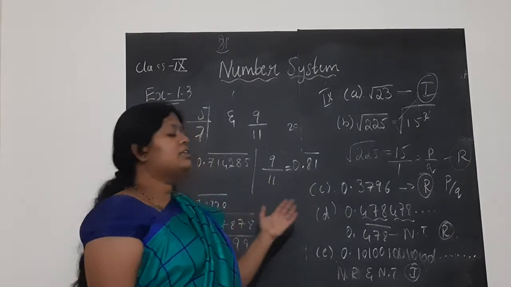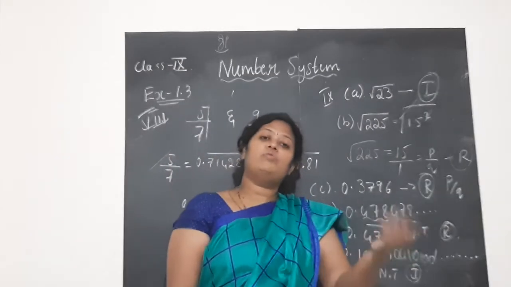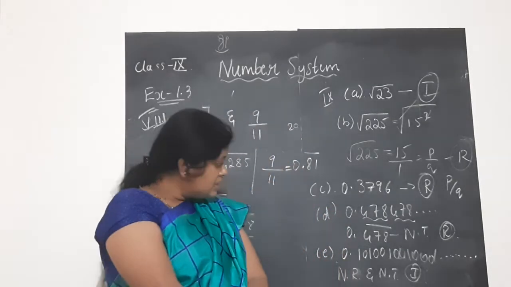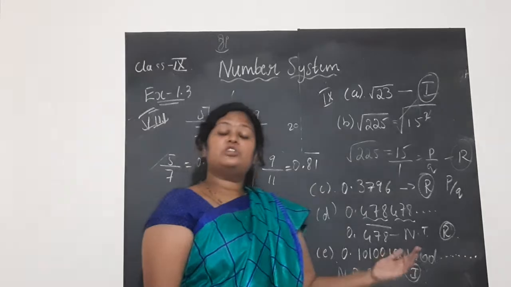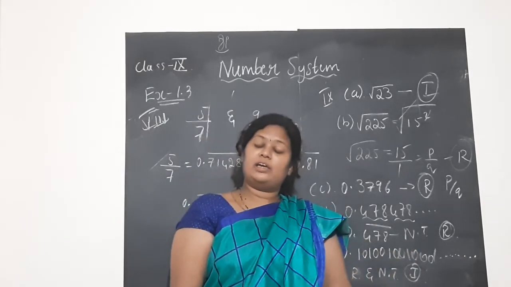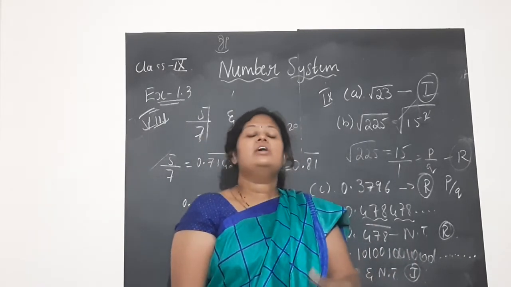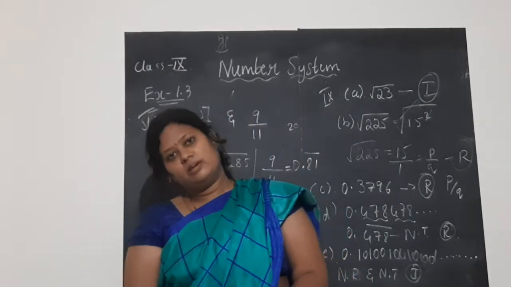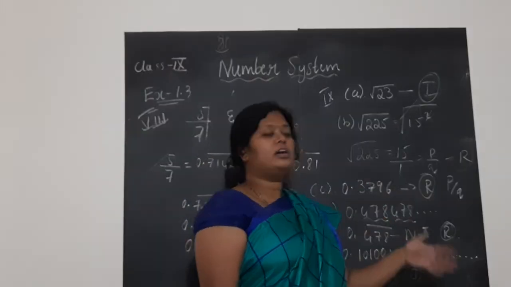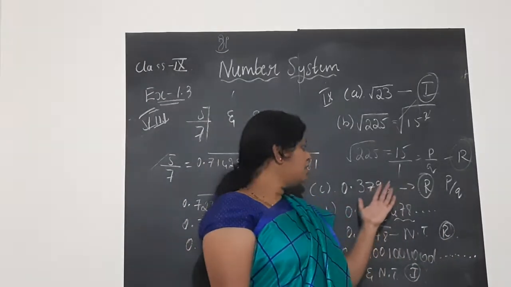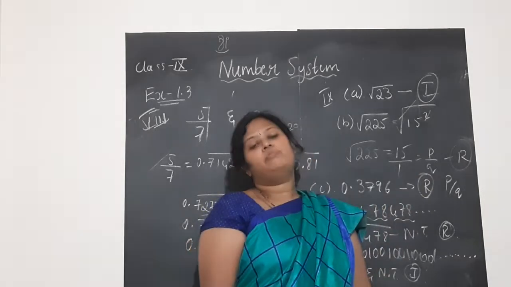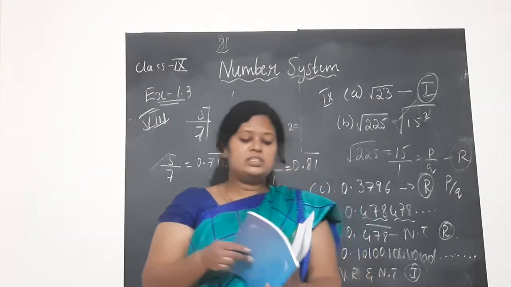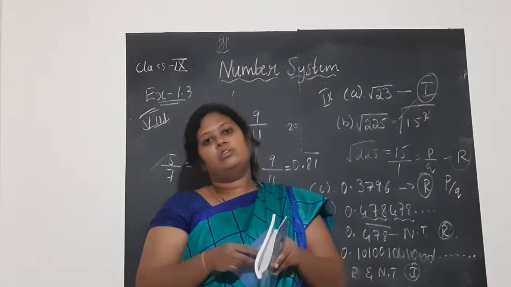So based on this concept of decimal expansion, how do you classify rational and irrational numbers? To conclude, the concept is, if the decimal expansion is non-recurring and non-terminating, then such a decimal expansion cannot be expressed in the form of p by q. In other words, they are irrational numbers. If they are recurring or terminating, then it can be expressed in the form of p by q, and they are rational numbers. So this is about this exercise 1.3, children.